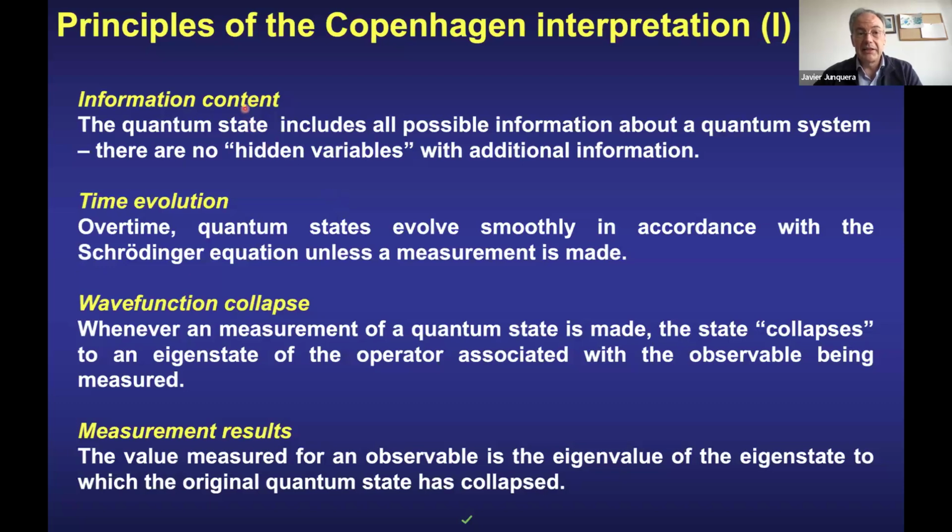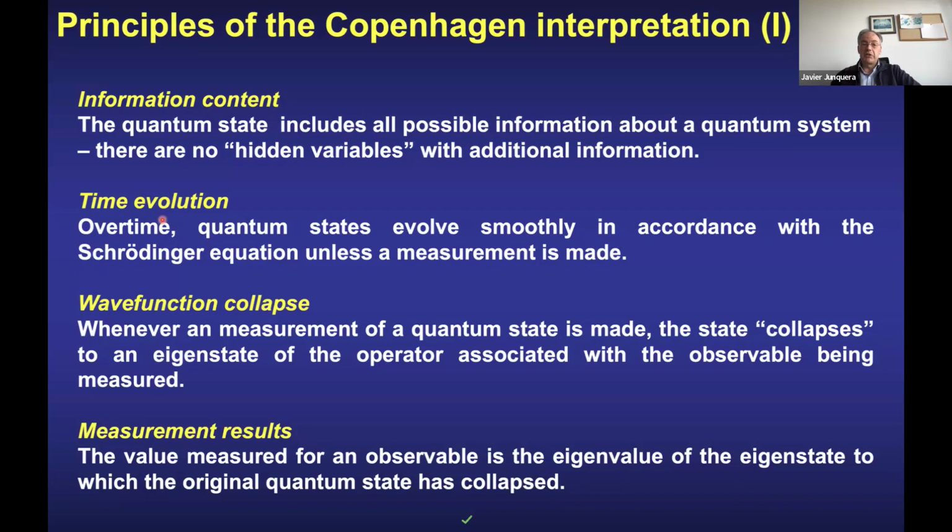I have separated this into different issues. The first one is the information content: the quantum state includes all the possible information about a quantum system, so there are no hidden variables with additional information. Then regarding the evolution in time, the Copenhagen interpretation tells us that over time, quantum states evolve smoothly in accordance with the Schrödinger equation unless a measurement is made.